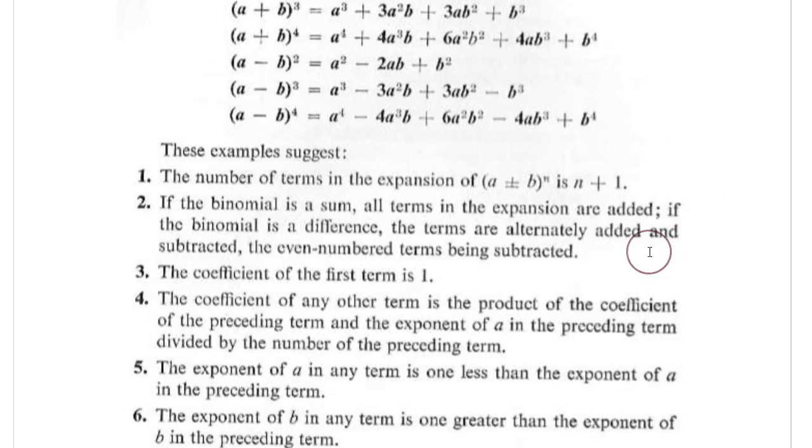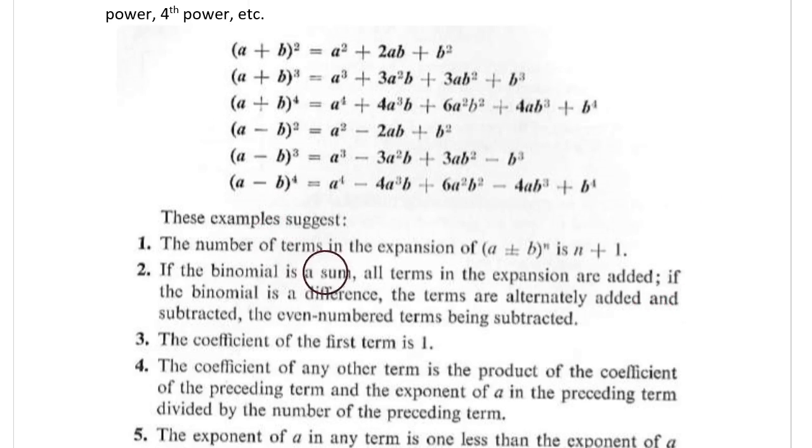Here are some observations we can make from the patterns. The number of terms in the expansion is n plus 1, where n is the exponent. For example, when the exponent was a 2, 2 plus 1 makes 3 terms. And sure enough, the answer has 1, 2, 3 terms, a trinomial. When n is 3, the answer has 3 plus 1, 4 terms. And we can see that here. First term, second term, third term, and fourth term. So that's what this first observation is talking about.